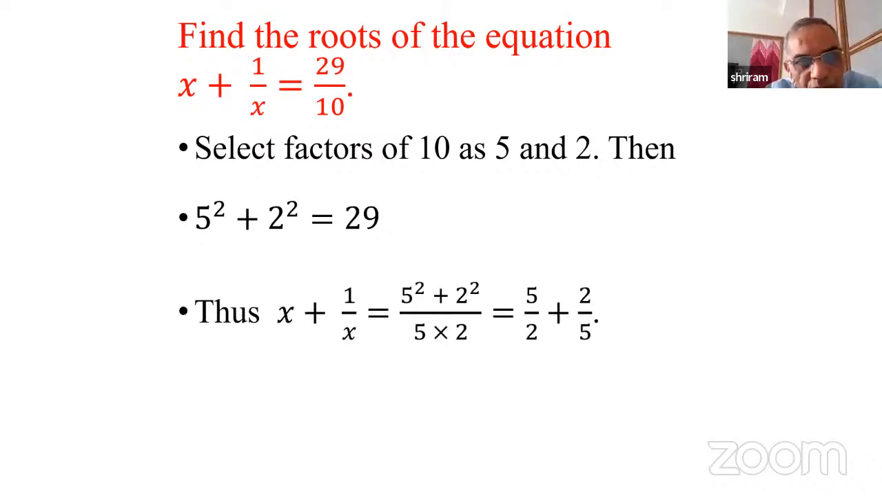And simple observation will give me 5 by 2 plus 2 by 5. So the format becomes the same. Sum of reciprocals, x plus 1 upon x, on the left side. Sum of reciprocals, 5 by 2 plus 2 by 5, on the other side. So straightway the roots of the quadratic equation are 5 by 2, one root, and 2 by 5, another root.